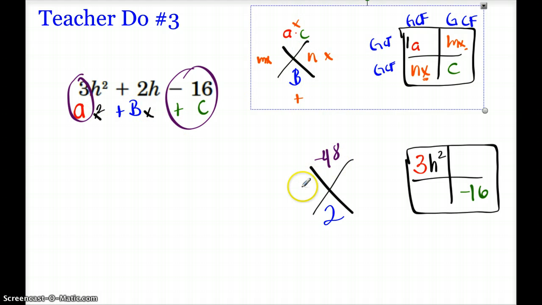We've got 6 times 8, 12, 48, 24, 6 and 8. Yeah, so 6 times 8, one's got to be a negative. So 6h and negative 8h. GCF of each row. Again, I got GCF of each row, each column. Check 3h, good. 3 times 2, 6. 8 times h, good. 8 times 2, negative 16.